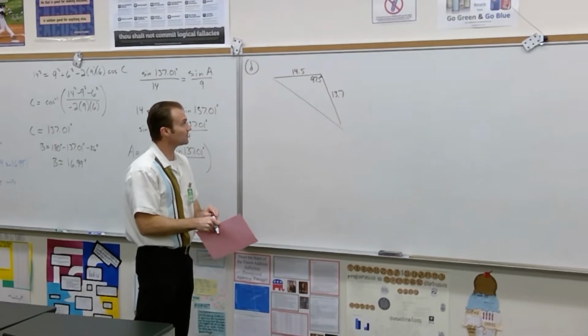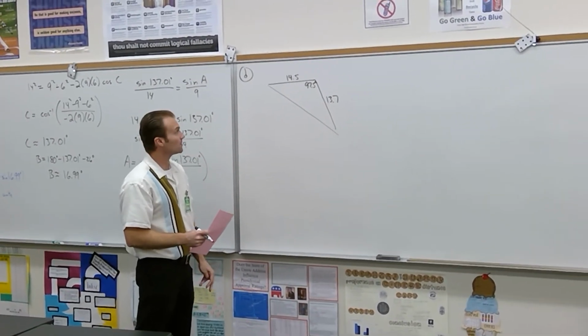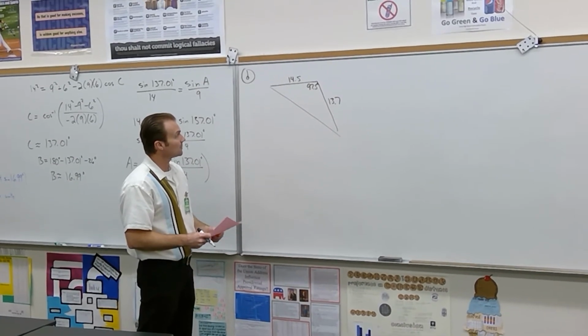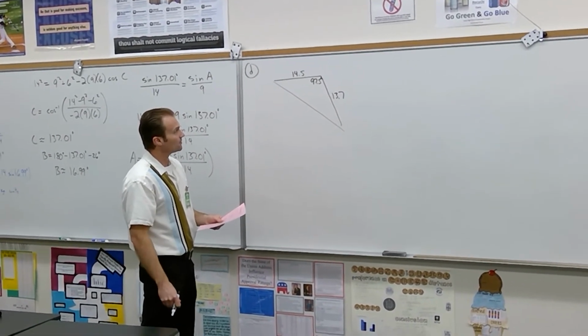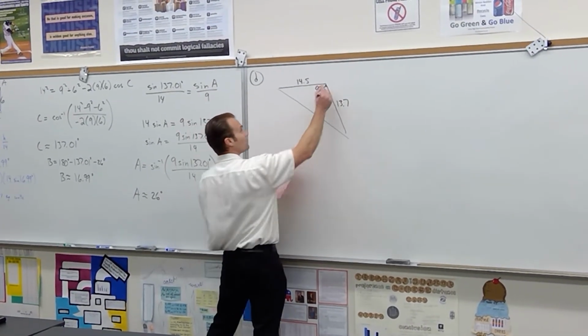Okay, so here's example D. We've been given side angle side, so this is a law of cosines problem. All right, so we have to start by finding this side over here. This is side B.